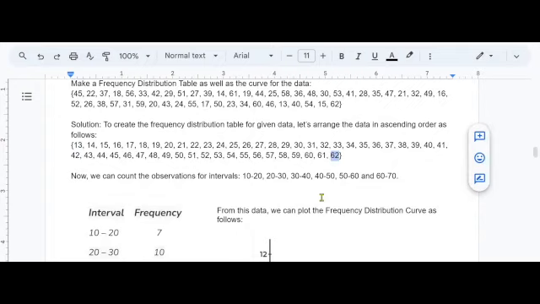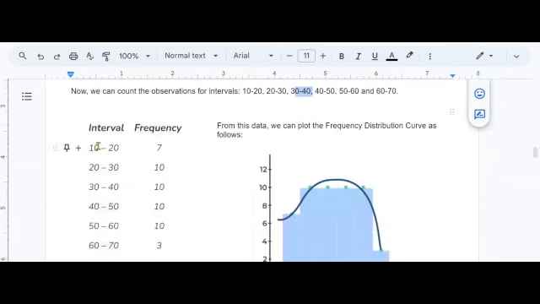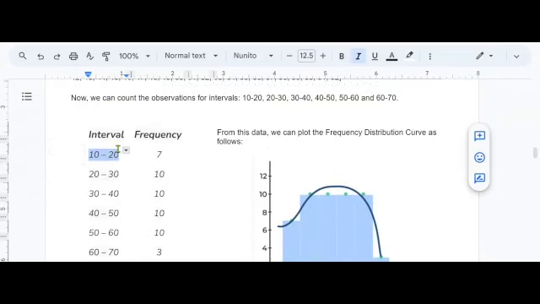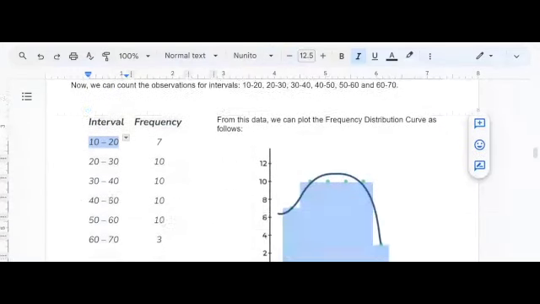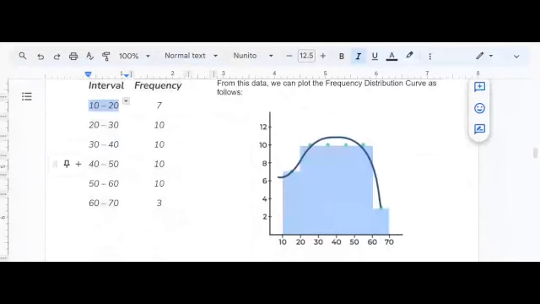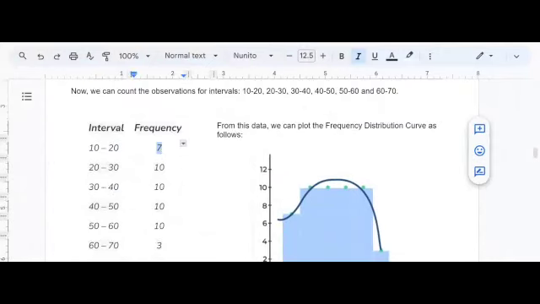62. Now we can count the observations for each interval: from 10 to 20, 20 to 30, 30 to 40. So we'll go by how much? By 10. Take a look at the data from 10 to 20. How many times is it repeated? Now you go and count. How many times? 10 to 20. 7 times. Okay.